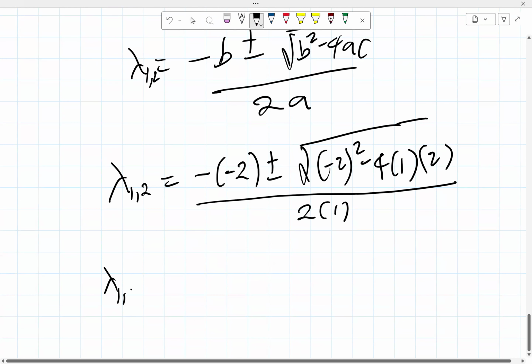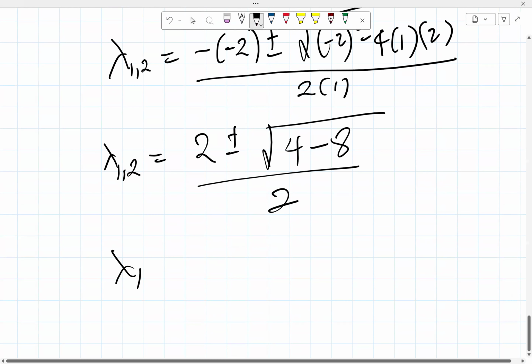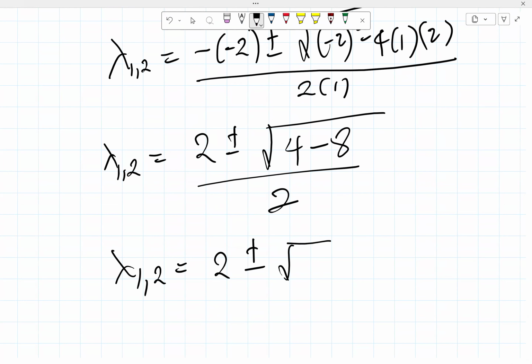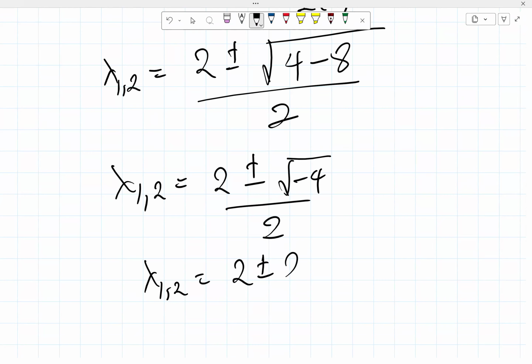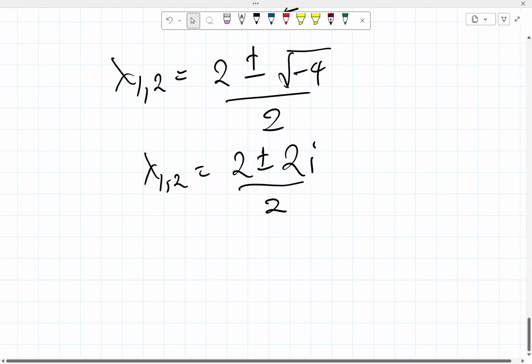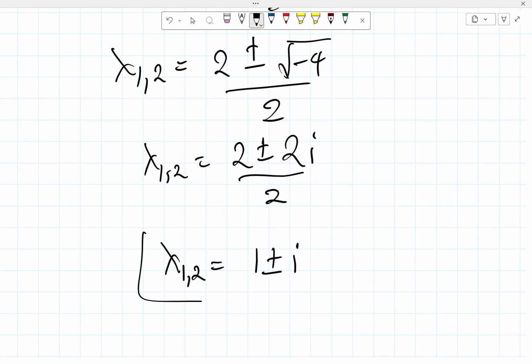So lambda 1, lambda 2 is equal to 2 plus or minus the square root of 4 minus 4 times 2, that's 8, all over 2. Then lambda 1, 2 is 2 plus or minus the square root of 4 minus 8, that's the square root of minus 4, all over 2. The square root of minus 4 is plus or minus 2i, divided by 2. So we can divide through by 2, and we have lambda 1, 2 equal to 1 plus or minus i. So that's what we get.